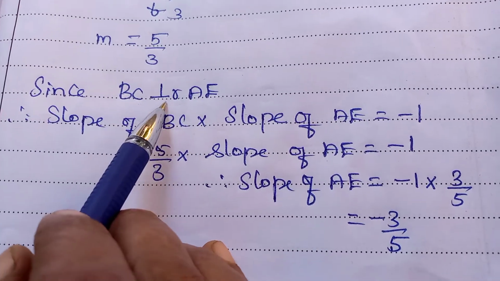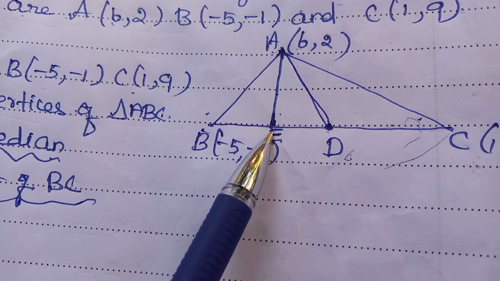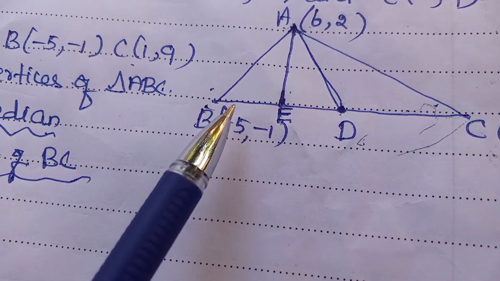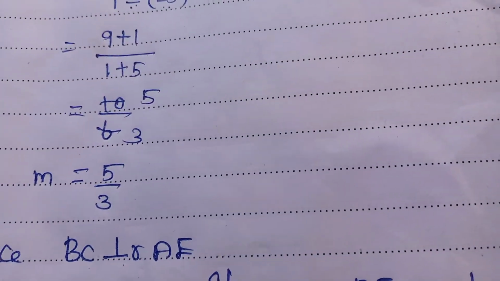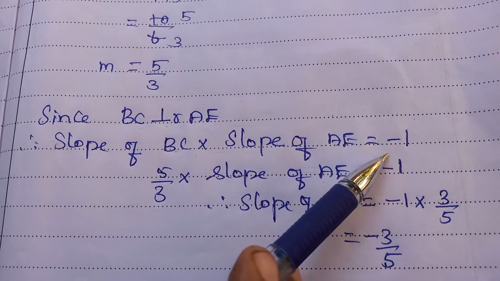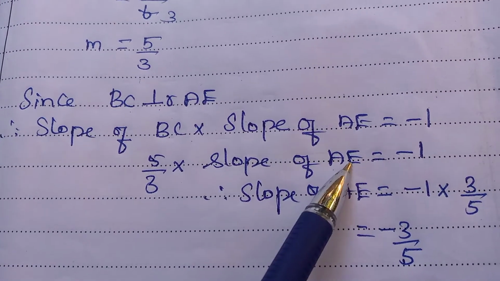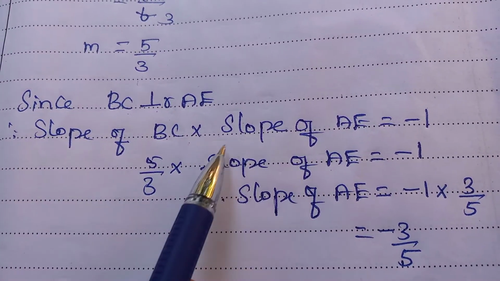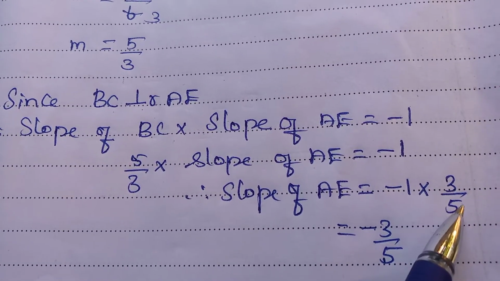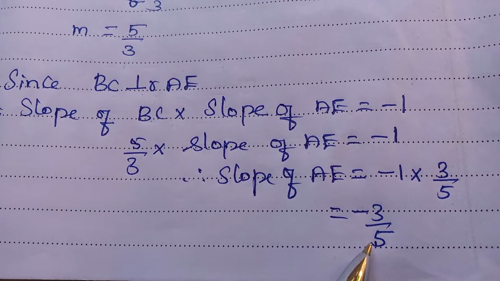Since BC is perpendicular to AE, the product of their slopes is -1. So slope of BC into slope of AE is equal to -1. Slope of BC is 5 by 3, so 5 by 3 into slope of AE is equal to -1. Taking 5 by 3 to the other side, it becomes 3 by 5. So slope of AE is -3 by 5.